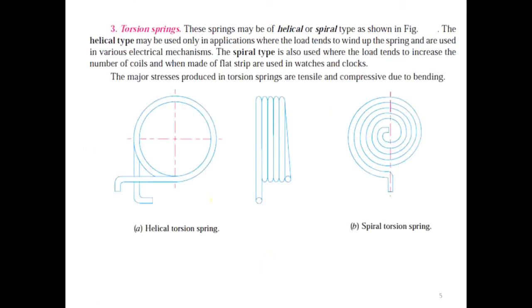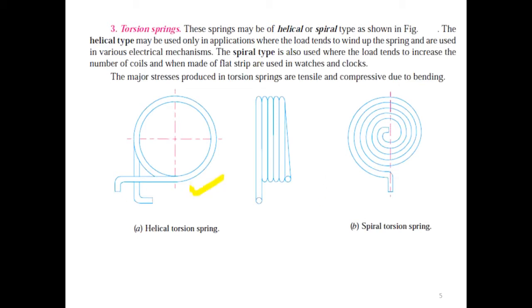Then the torsion spring. Torsion springs may be helical or spiral. The helical type may be used only in applications where the load tends to wind up the spring, and is used in various electric mechanisms. The spiral spring is also used where the load tends to increase the number of coils, and when made of flat spring strips, it is used in watches or clocks. The major stresses produced in a torsion spring are tensile and compressive due to bending. So these are the two.